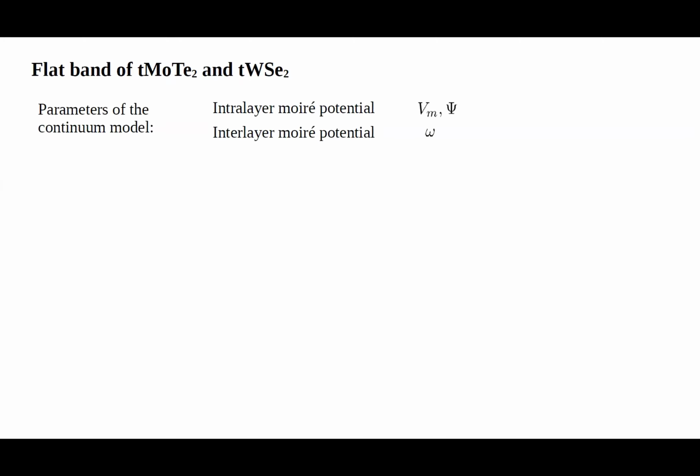So what about energetics? There are some parameters in this continuum model. They are essentially the parameters of the moire potential. So the amplitude of the intralayer moire potential plus some phase parameter that says how it modulates in space, as well as the strengths of the interlayer moire potential. And all those parameters are determined through DFT calculations typically.